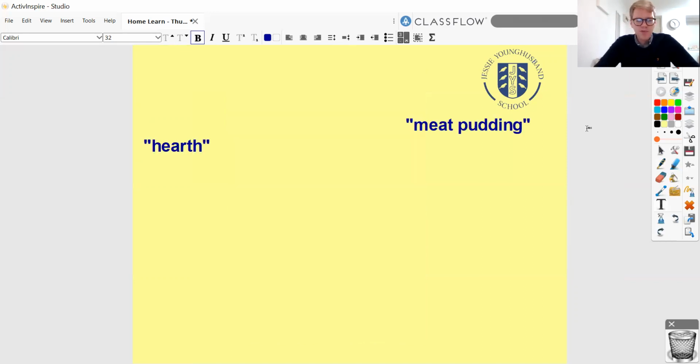So a couple of things before we read our first chapter today. I'm going to ask you some reading comprehension questions on what we've read, so make sure you're listening carefully. There's a couple of bits of vocabulary that we're going to encounter today, which maybe we wouldn't be too confident with, so I thought I'd start off and introduce them. It's hearth and meat pudding.